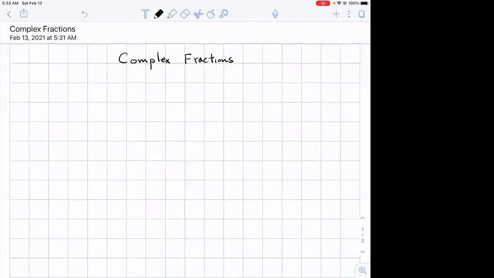Hello, in this video we will be looking at complex fractions. A complex fraction is a fraction that's written as one fraction divided by another fraction. So it's basically the quotient of two fractions or two rational expressions.